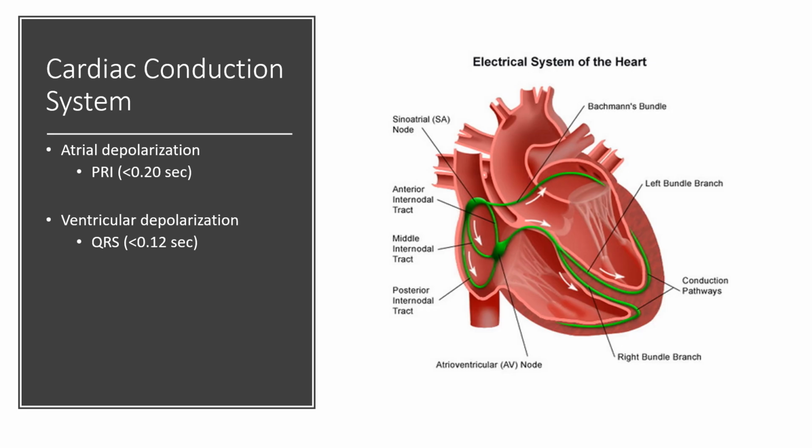When that stimulation goes from the AV node down the bundle branches to the Purkinje fibers, the ventricles contract. We measure that as ventricular depolarization, contraction of the ventricles represented by the QRS complex. That should be less than 0.12 seconds.